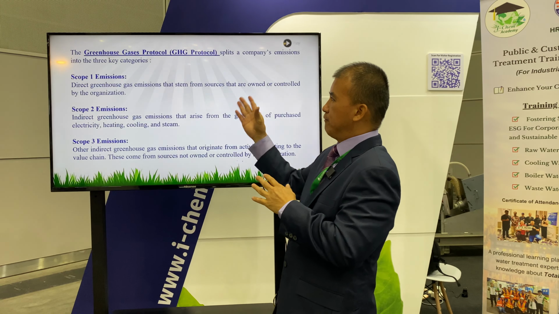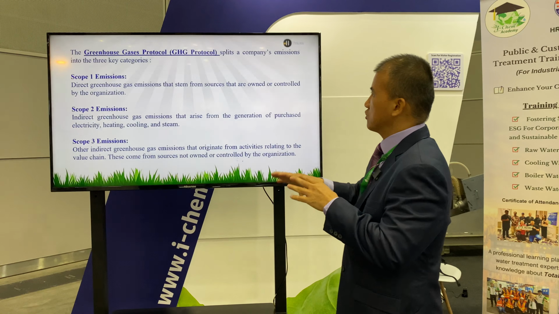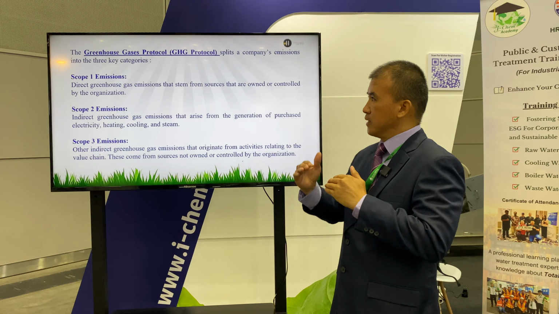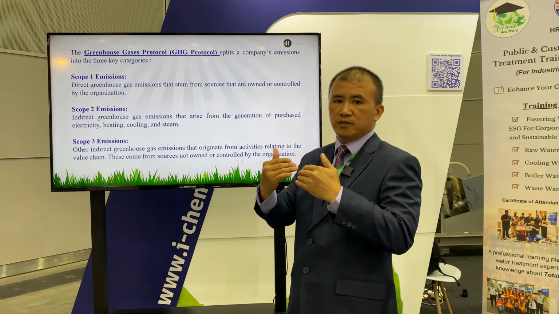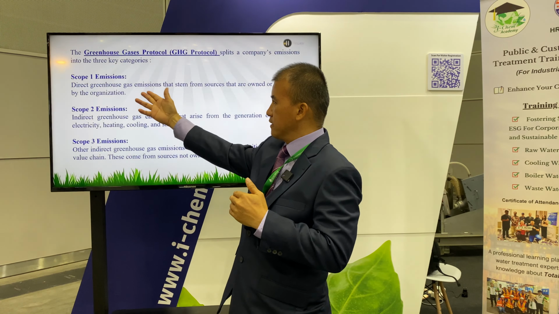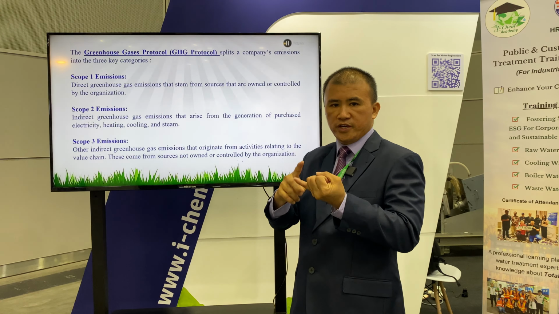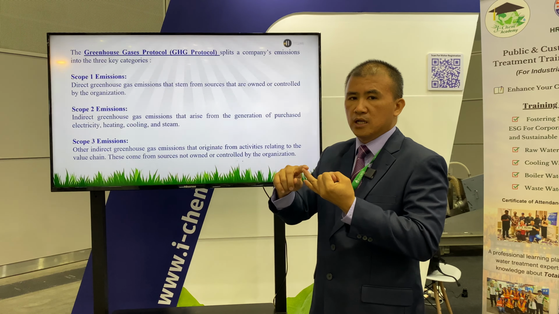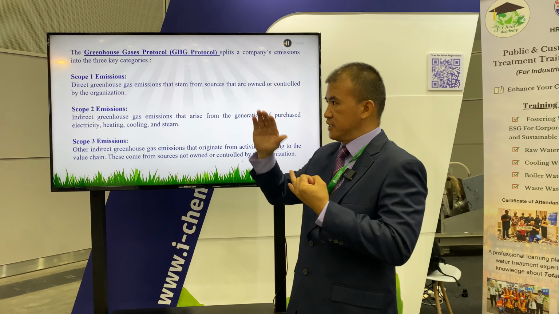So basically, according to the Greenhouse Gas Protocol, GHG Protocol, we have split the emissions into three categories for the carbon footprint or carbon dioxide emission. Scope 1 is direct GHG straight from the sources. For example, we use a vehicle or we use a boiler to release gas to the atmosphere. So for our carbon dioxide, this is scope 1.